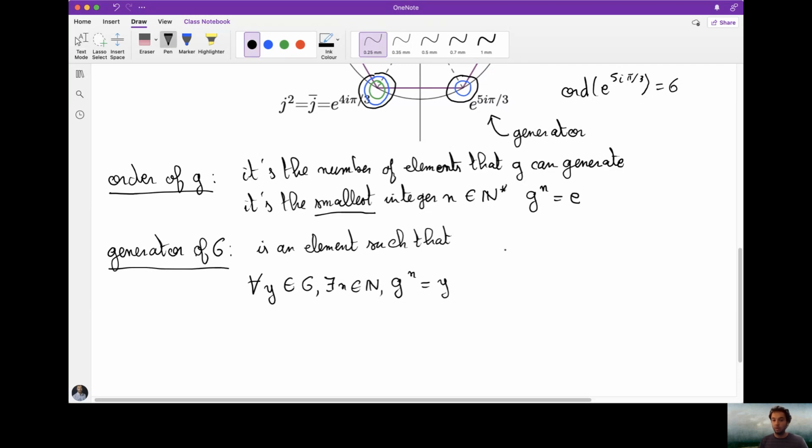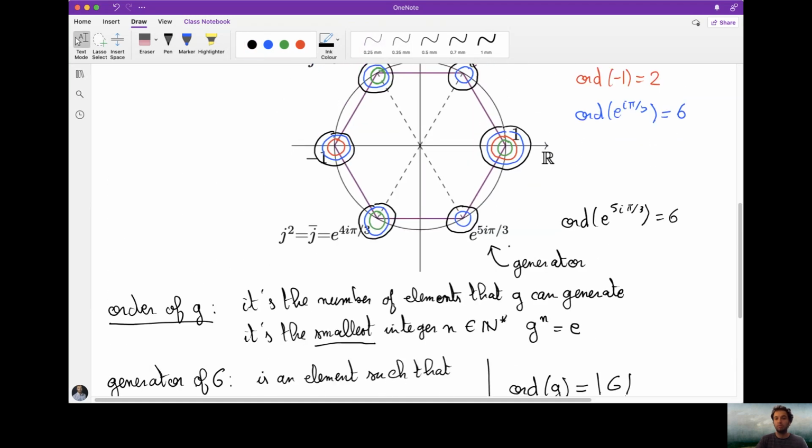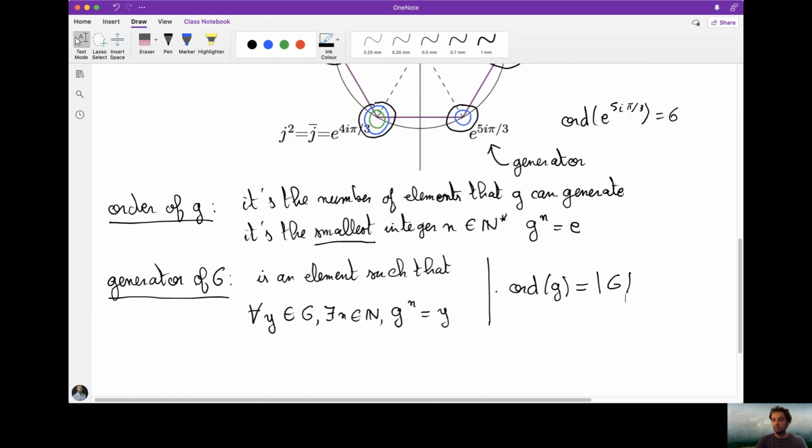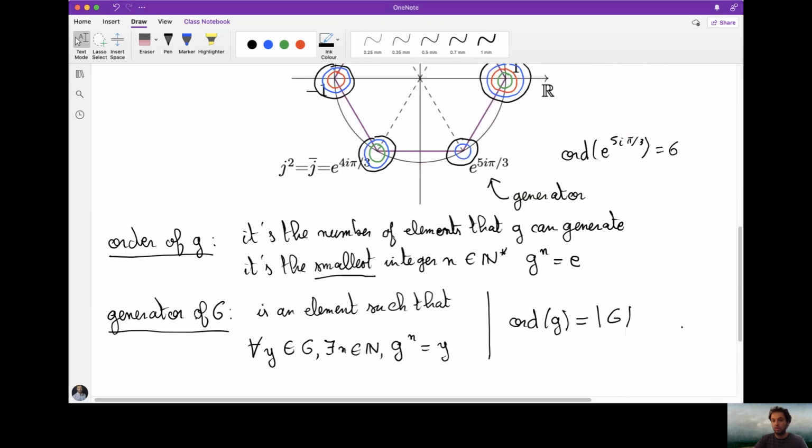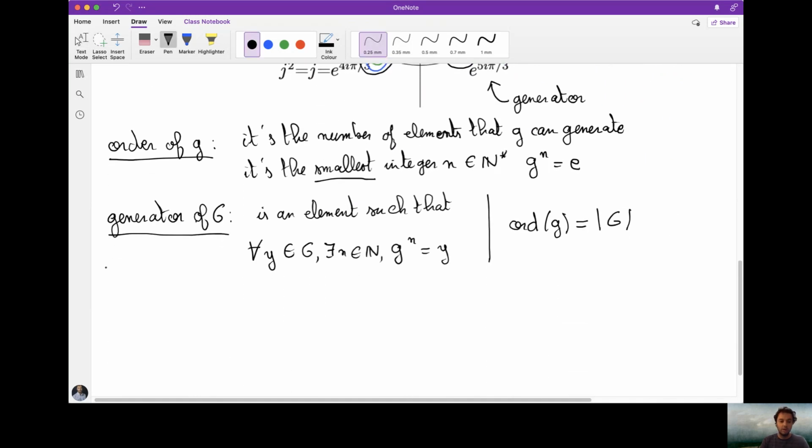Another way of saying exactly the same thing is just to say that the order of little g is the cardinality of the group. So in this example, the cardinality of the group was 6, right? Therefore, you saw the two elements that were generators had as order 6. Okay, so that's a very simple way of saying what a generator is. And now the cyclic group. Cyclic group, also a very simple notion. A cyclic group will simply be a group that admits generators.